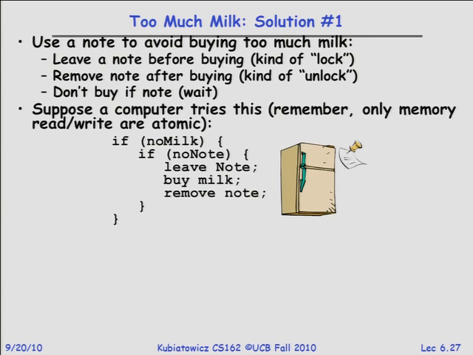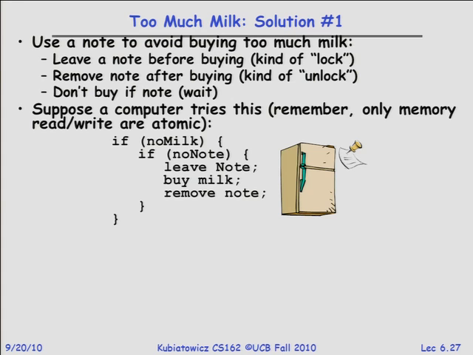But let's take a look at what a computer might do, right? If there's no milk and there's no note, leave a note, buy milk, remove note, good to go. Okay? And the thing to note here is, still too much milk, but only occasionally. Okay, so why is there only occasionally too much milk? Checks are not atomic.